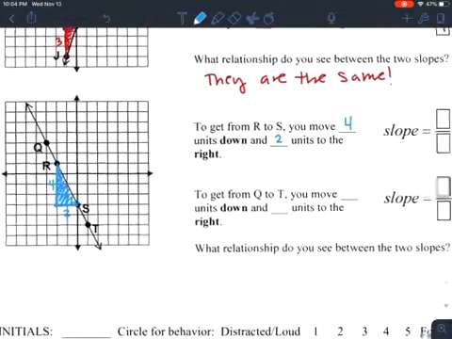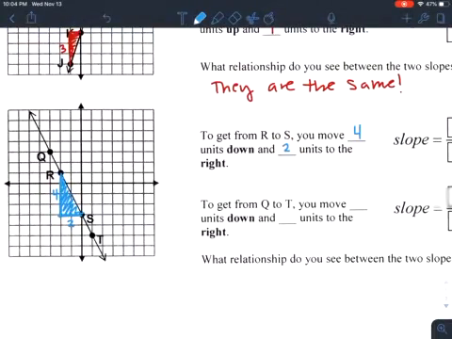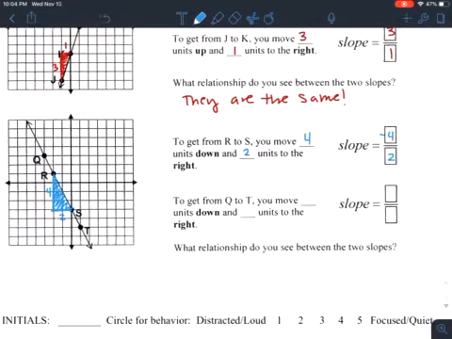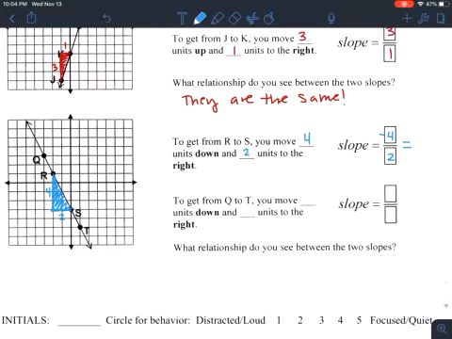But if we have an overall negative slope, here's what you're going to do. Because I did not go 4 units up, I went 4 units down, I'm going to make that part of the slope negative. So I didn't go up, I went down. So I'm going to make it -4. And then it's still positive 2 units to the right. And what this is going to do is reduce to a slope that is negative. So -4 over 2 reduces to -2 over 1.